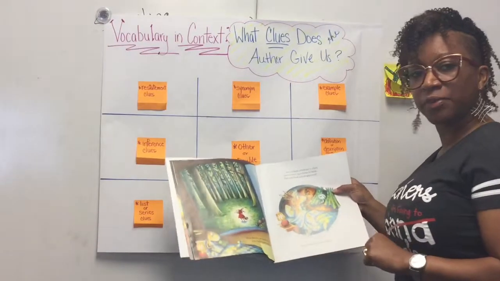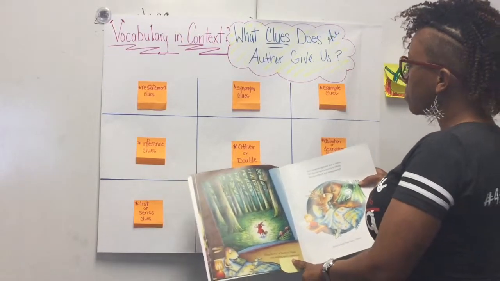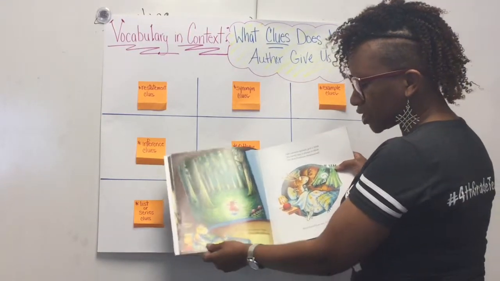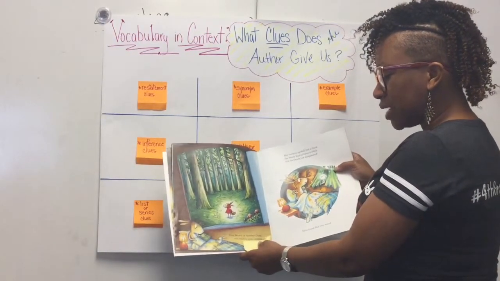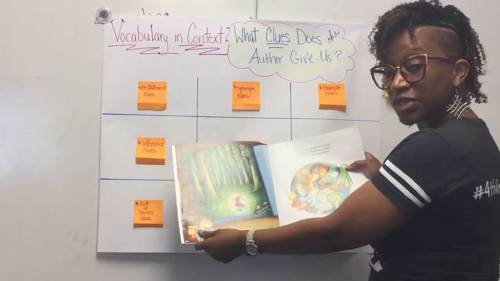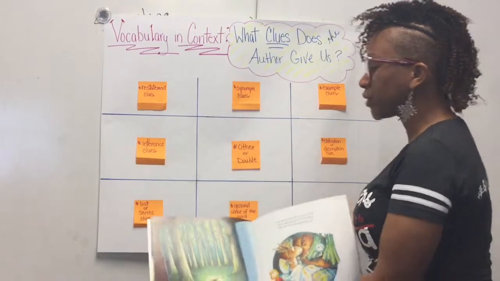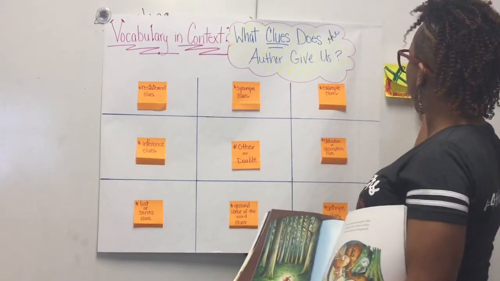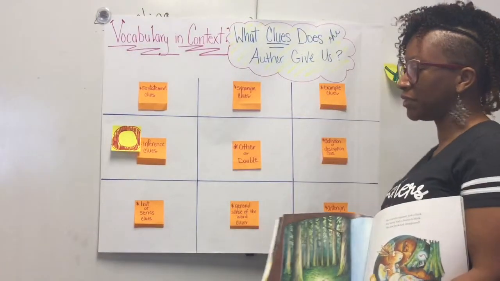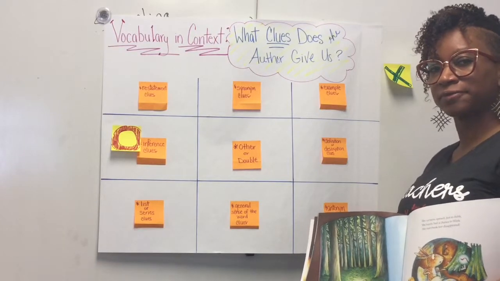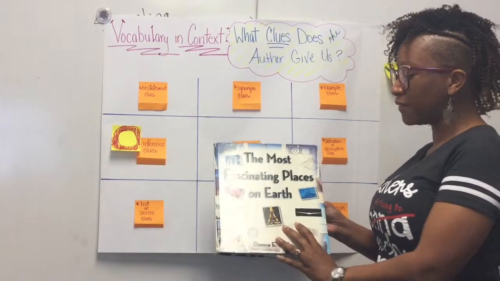So the word is contentedly. What clues will help the reader figure out what contentedly means? So maybe if we look at the picture, she looks a little happy and relaxed with her little bunny. So maybe contentedly means that she's happy. In that case, we are using a picture inference. So if we're the O's, then we can put our little O right here to show that we have found an inferencing context clue.